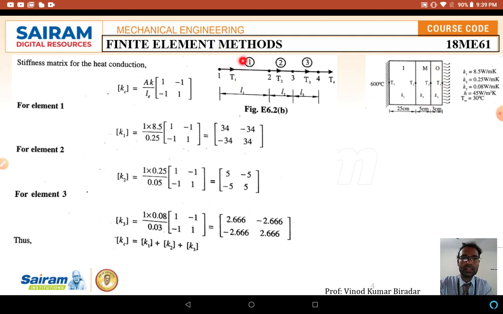T1 is equal to what they have given, 600 degrees centigrade. Node number 1 consists of T1 and T2, node number 2 consists of 2 to 3, and the third element consists of 3 to 4 numbering. So we have the formula for the stiffness matrix for heat conduction. Already we derived this equation, and this derivation is also very important from the point of examination. You have to remember this.